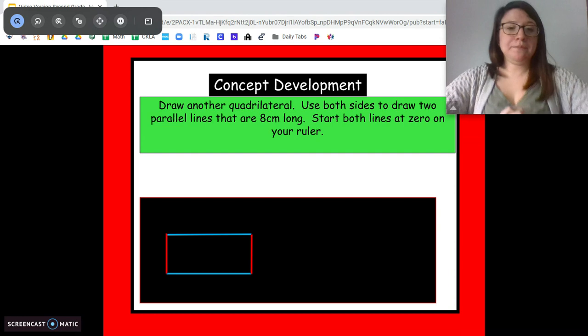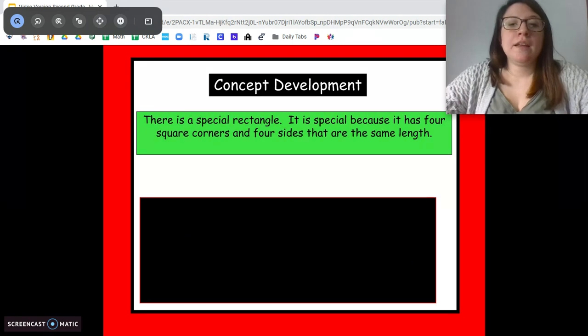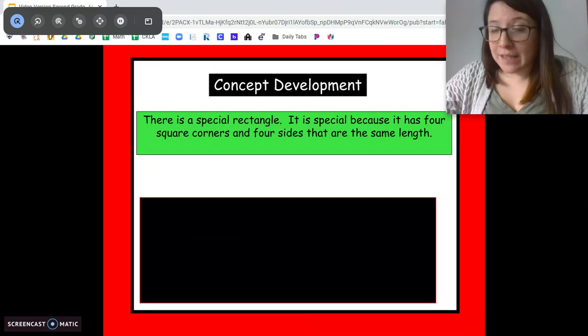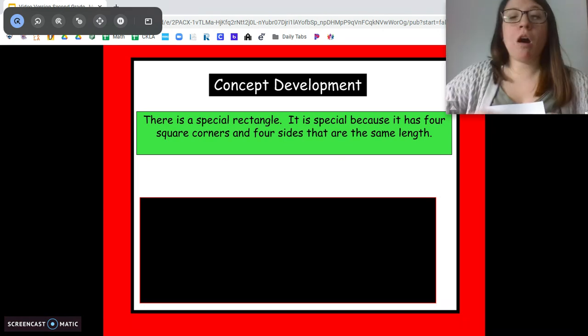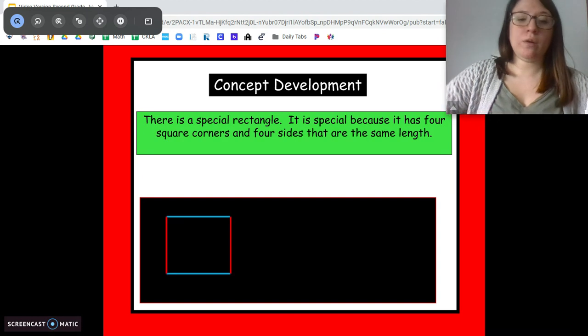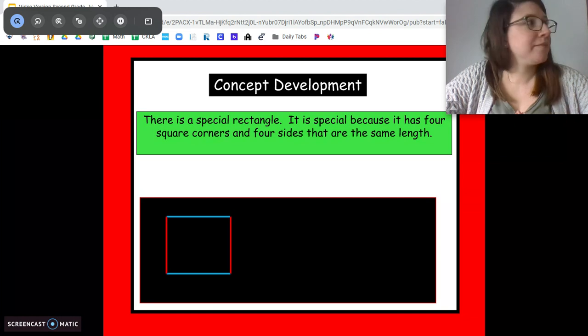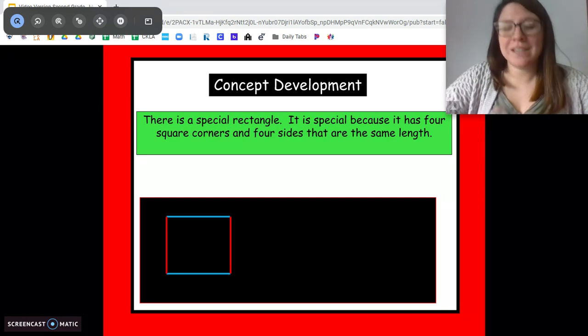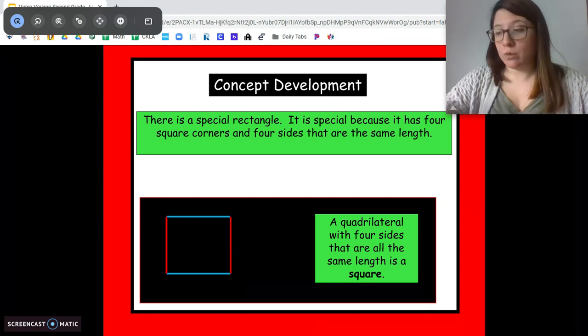All right, this shape is going to have two parallel lines and two longer sides. What shape would this be? A rectangle, good. And this special rectangle is the last shape we're going to draw. All four corners are going to be square corners and all the sides are going to be the same length. Go ahead and draw that, and then I want to know what shape that is. Good, that's going to be a square. A quadrilateral with four sides that are all the same length is a square.